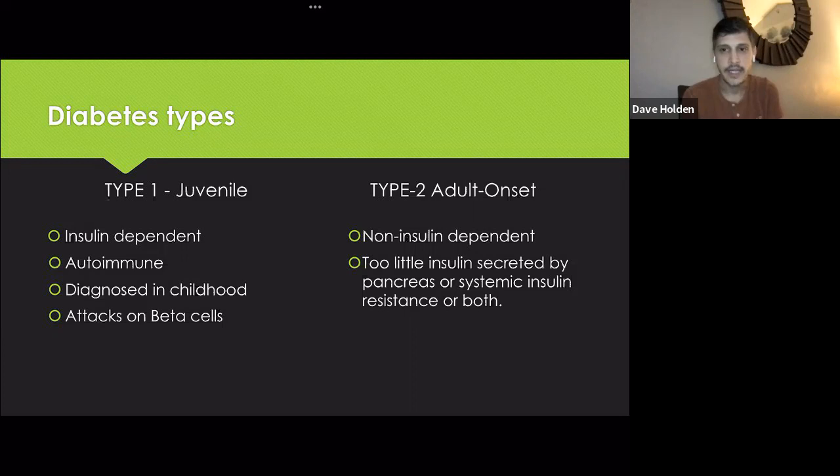Type 2 diabetes is known as adult onset. This is the one that is typically diagnosed usually around middle age. This is non-insulin dependent. The issue here is that either you're producing too little insulin as a result of exhaustion, or you're producing so much insulin and the cells of your body have become so tolerant of it, right? They've built up a tolerance to it, so it's taking really excessive amounts of insulin production just to get your blood sugars back to normal.